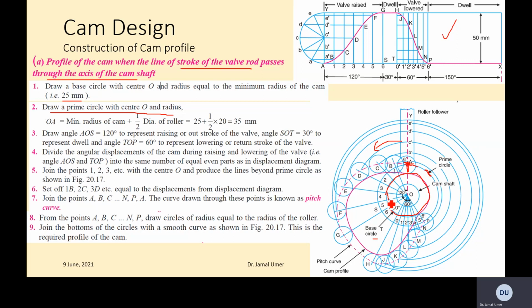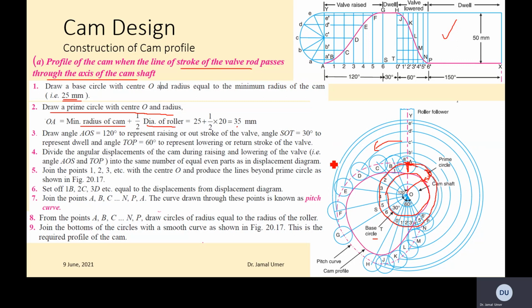So now you draw another circle called a prime circle, which is basically the base circle plus this distance. And what is this distance? That's the radius. So OA is the minimum radius of cam plus half of the diameter of the roller. So we got 25 mm for the cam, and then 20 diameter was the roller, and half of this, so you have 10. So you have 25 for the base, and 10 comes from the roller, so 35 mm. So this prime circle is of 35. So you draw a prime circle like that. So this is the additional circle over here.